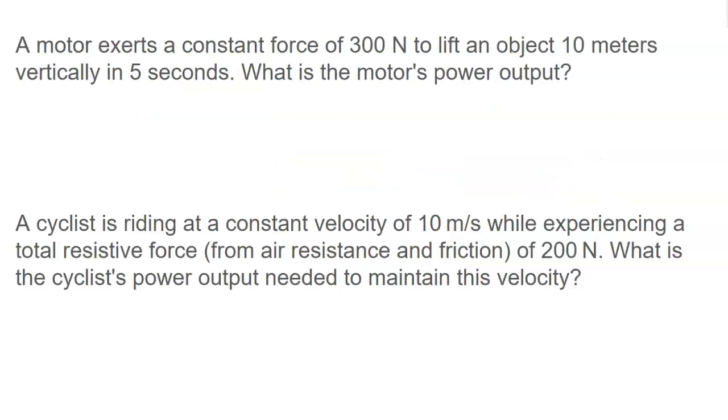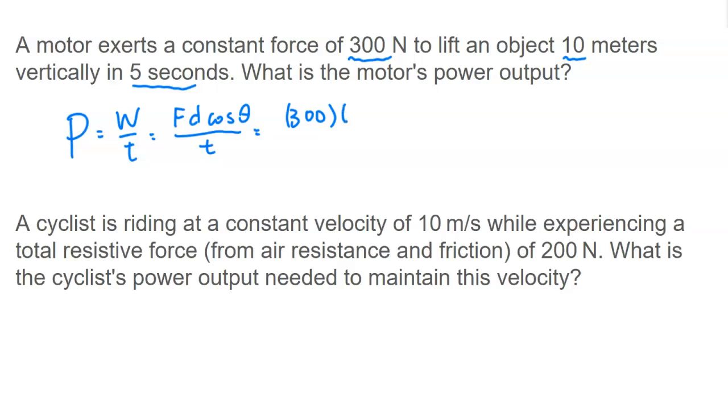Now let's take a look at a couple of power questions. A motor exerts a constant force of 300 newtons to lift an object 10 meters vertically in 5 seconds. So what is the motor's power output? So power is work divided by the time. And we know work is force times the displacement cosine theta, divided by t. So the force here is 300 newtons. The displacement is 10, and we're assuming that the force and the displacement are in the same direction. So cosine 0 is just going to be 1, and the time is 5 seconds. So we have 300 times 10, 3,000 divided by 5, and we get 600 watts.